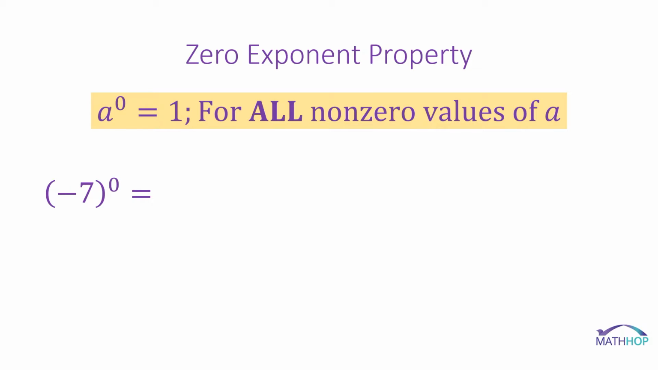The quantity -7 raised to the 0 power. Okay, so all of -7 is being raised to the 0 power. That's just 1.